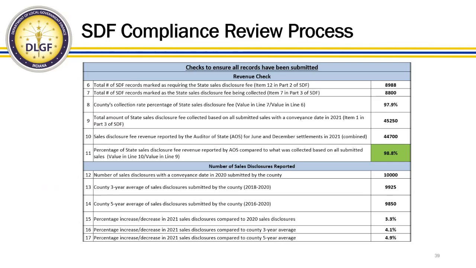And then the bottom portion here on the screenshot is simply information for counties to show where their sales counts are going, to see if you're getting more sales for this year compared to last year, or if your sales are going down. We provide a comparison for this year compared to the previous calendar year, and we also do 3 and 5 year comparisons. Again, this portion is just information for the county. There's no compliance decision based on the number of sales disclosures reported section on the report.